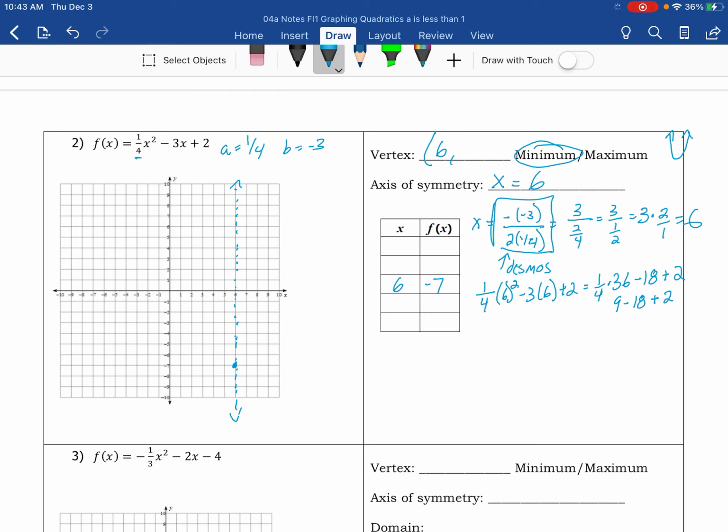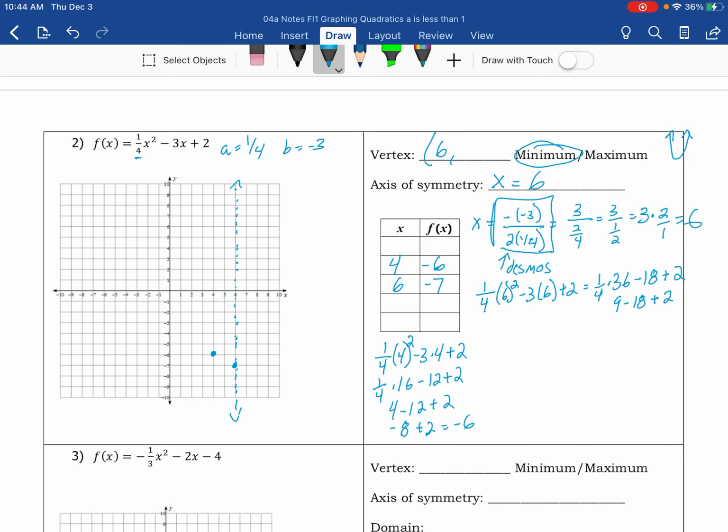So now I'm going to be picking points that are divisible by 4. And you can go to the right or to the left. I'm just going to use 4 here. So I'm going to plug 4 in because I know 4 squared is divisible by 4. So it's going to be 1/4 times 4 squared minus 3 times 4 plus 2. 1/4 times 16 minus 12 plus 2. 4 minus 12 plus 2. Negative 8 plus 2 is negative 6. Okay, so we have 4, negative 6.